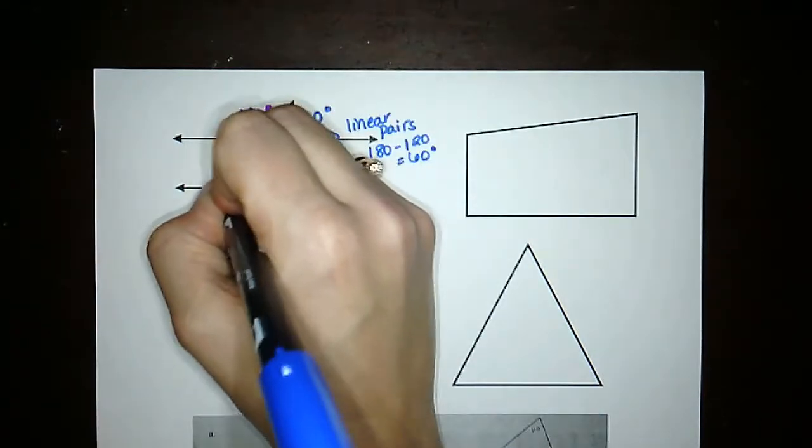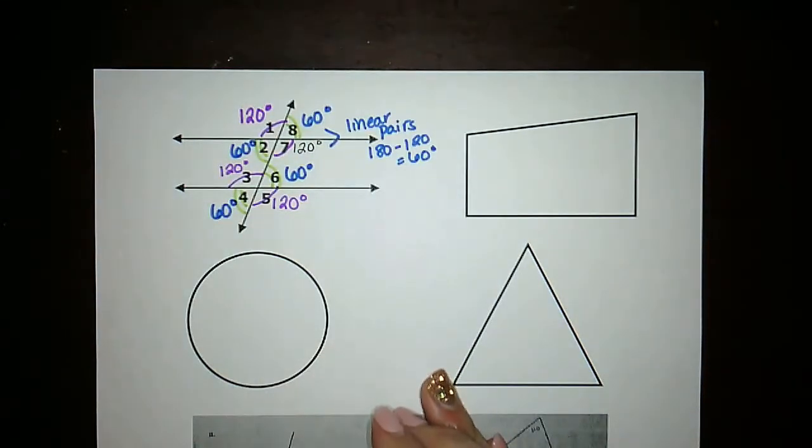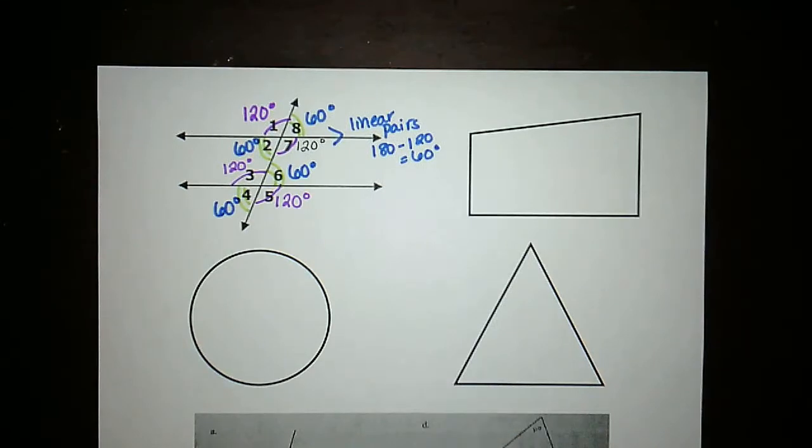In parallel lines with the transversal, if you're just looking at one set, half of them are going to be one number and the other half are going to be the other. So it makes it kind of easy.